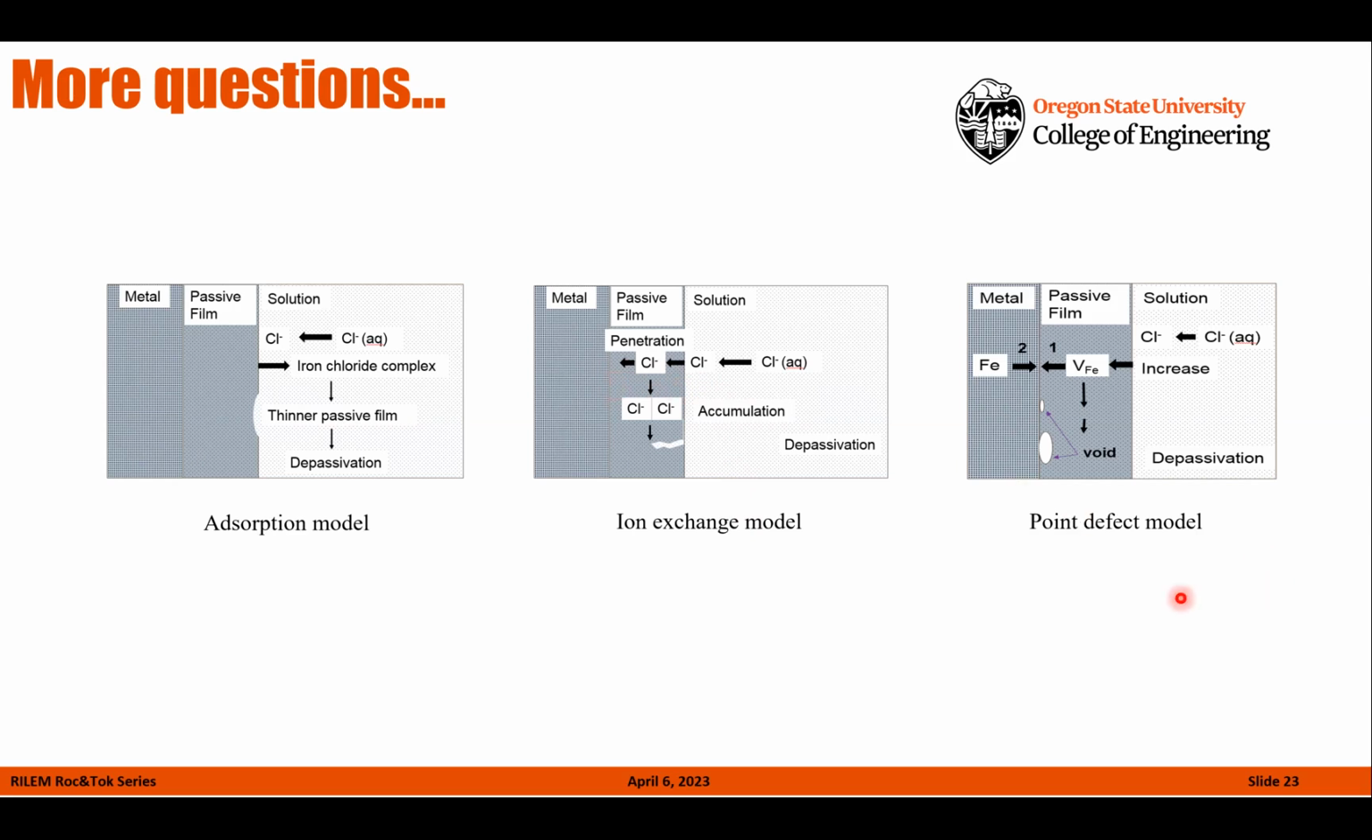In the point defect model, chlorides do not penetrate into the passive film. They do all their work on the surface by basically creating iron vacancies. They take iron atoms out of the surface, they create iron vacancies. These iron vacancies travel through the passive film, reach the interface between the steel and the passive film, and they create these voids, and those voids basically merge after a while, and they create conditions for the breakdown of the passive film. So that's called the point defect model.